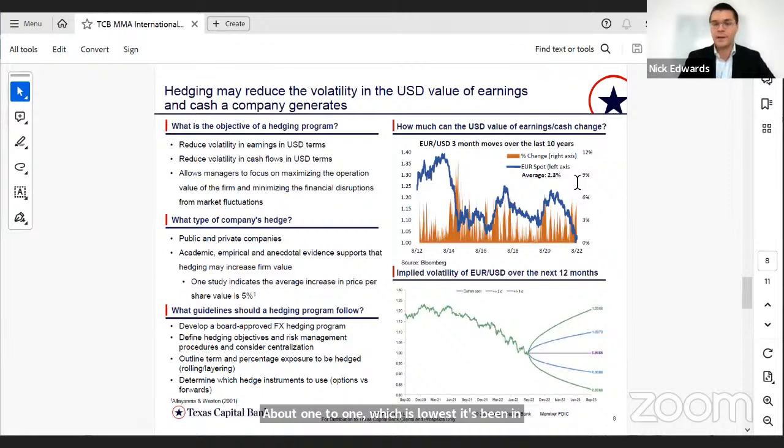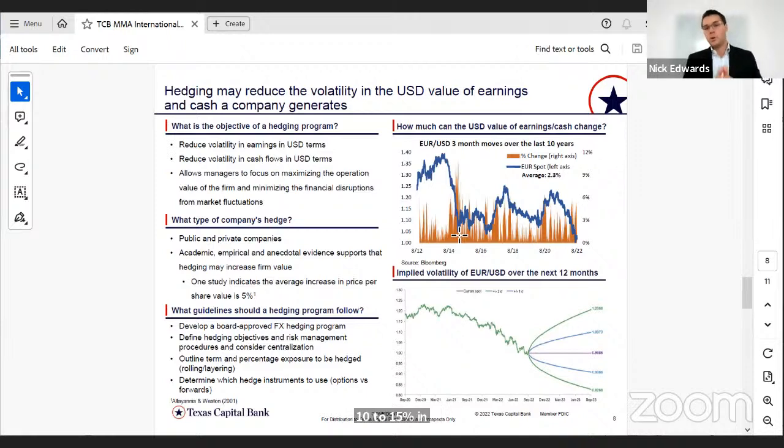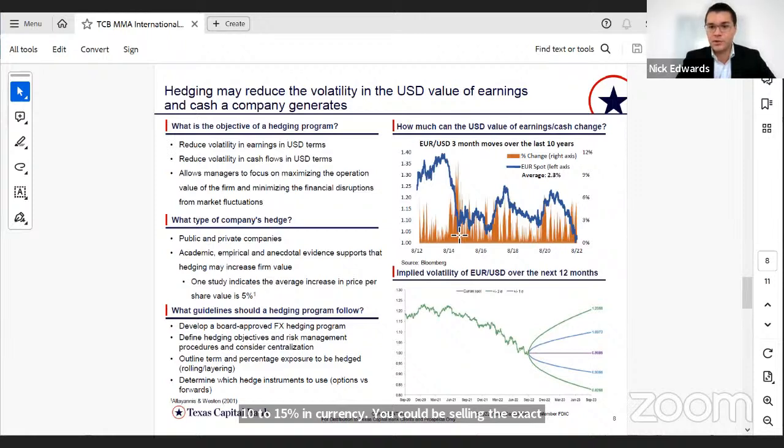And this all goes to show that, let's say you are someone that has euro receipts, you do business over in Europe. It's great when the euro's at 1.30 and you're selling your goods, but when you lose almost 10 to 15% in currency, you could be selling the exact same amount of goods, but it results in a much different dollar equivalent that hits your bottom line. And therefore, you could sell 1 million widgets month over month, but have a 15% reduction in your earnings simply due to volatility of FX.